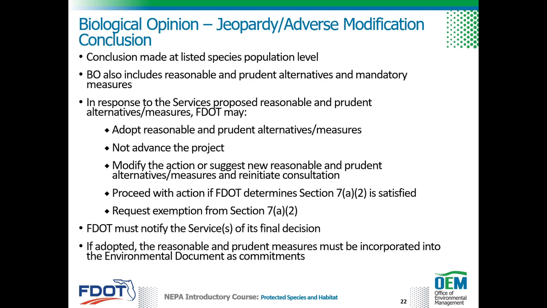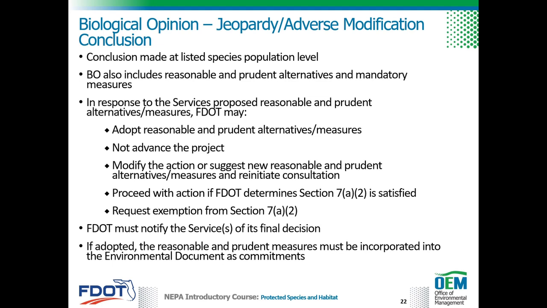Reasonable and prudent measures are the non-discretionary or mandatory actions developed for each alternative, which are necessary for a given alternative to avoid a jeopardy or adverse modification opinion. The reasonable and prudent measures developed for each alternative may be the same or different depending on the alternative.